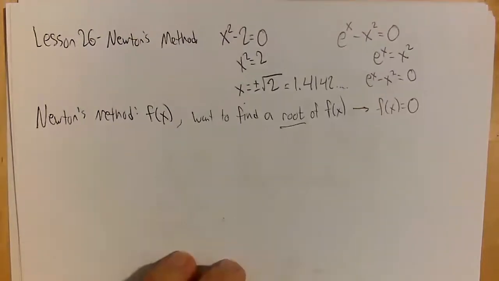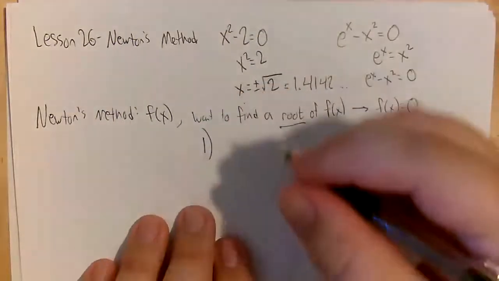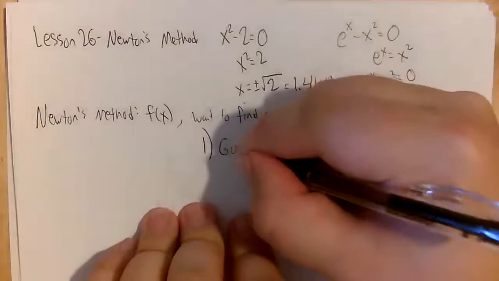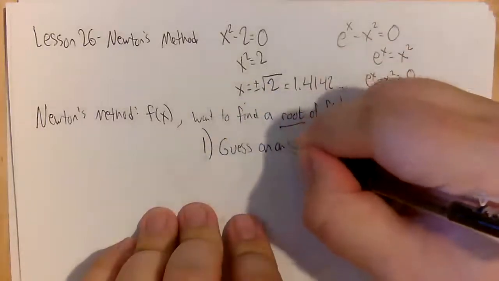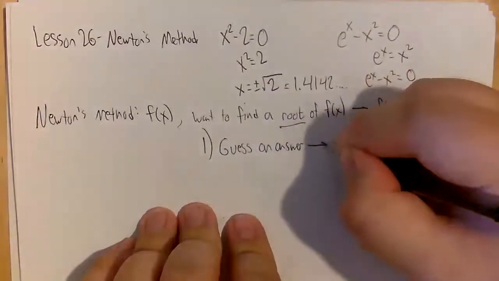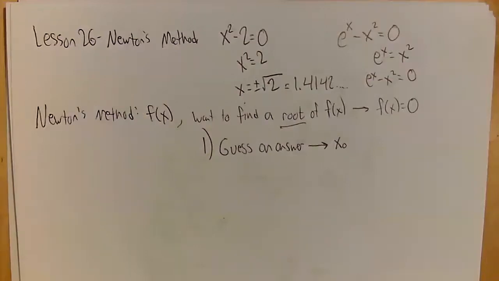Okay, so that's what Newton's method's goal is to find a root. So how does it do that? Well, we need to do two things to use Newton's method. The first thing we do seems rather unscientific. We guess an answer, and we call this guess x sub 0. So this is our initial stab in the dark as to what our root could possibly be. And usually we base this maybe on a graph or some property of the function that we know about. We just have an initial guess.